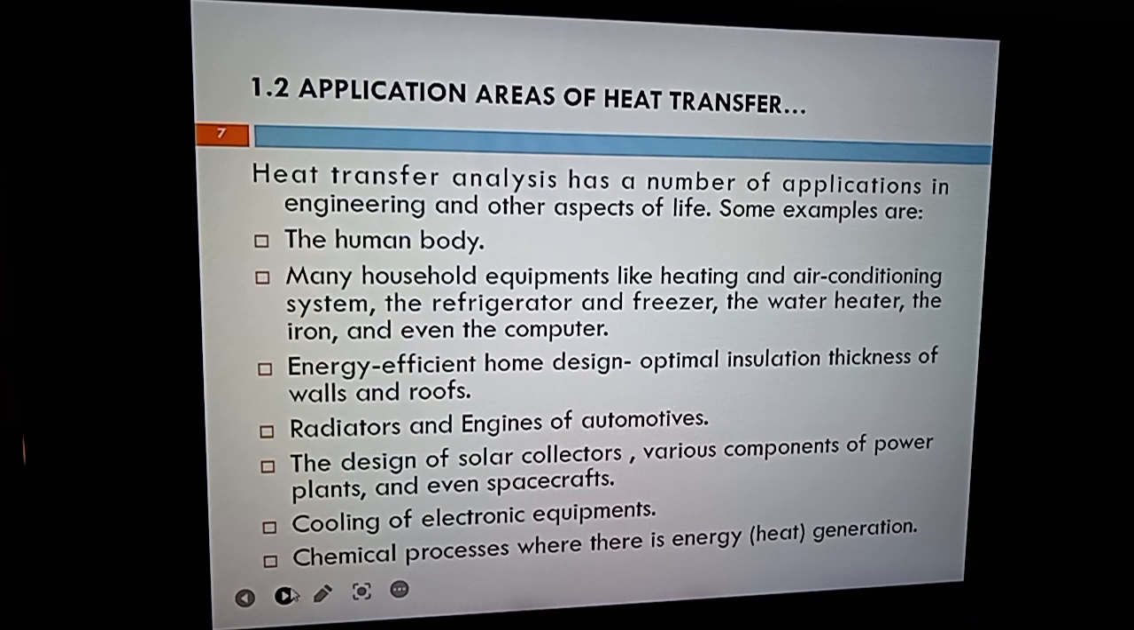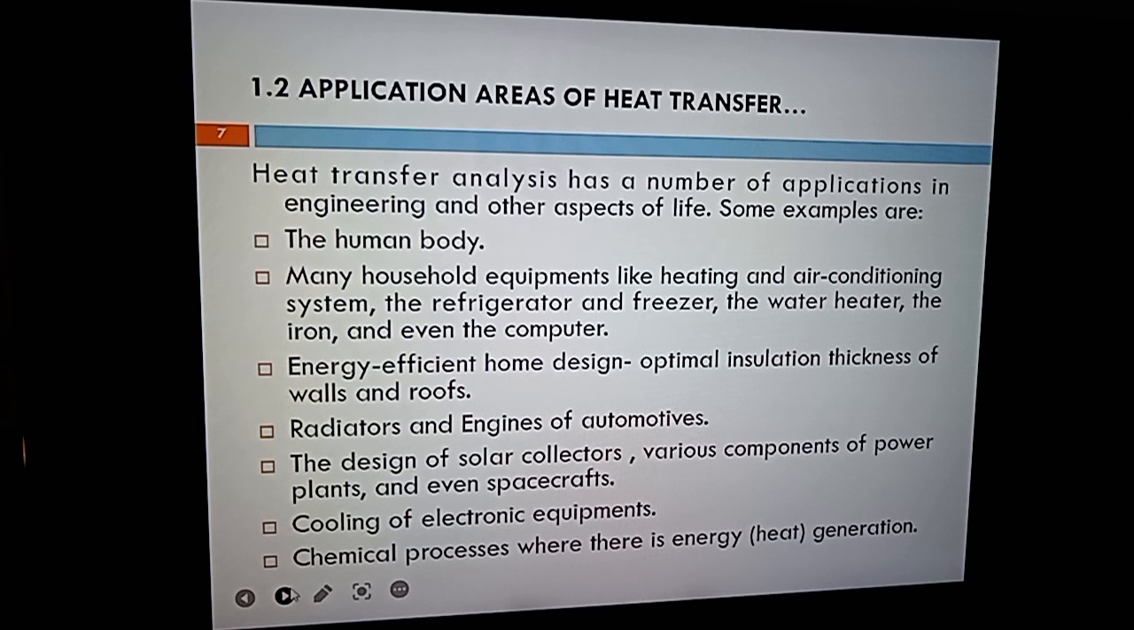Another one, heat transfer analysis has a number of applications in engineering and other aspects of life. For example, in the human body, heat transfers from the surrounding to the human body and from the human body to the surrounding in the form of conduction, convection, and radiation. Many household equipment like air conditioning systems, refrigerators, freezers, water heaters, irons, even computers are household equipment that transfer heat from the system to the surrounding.